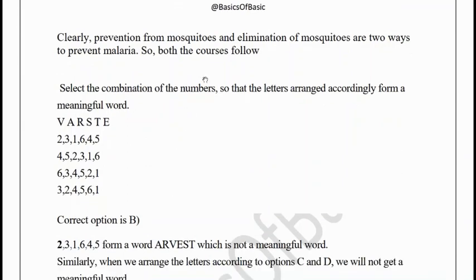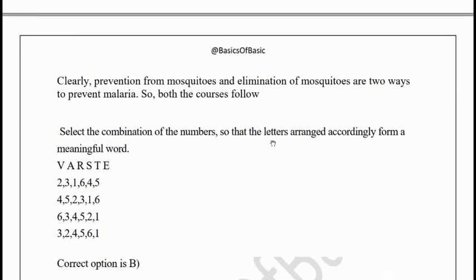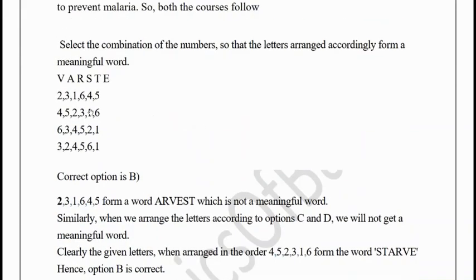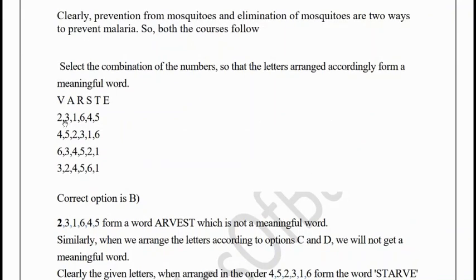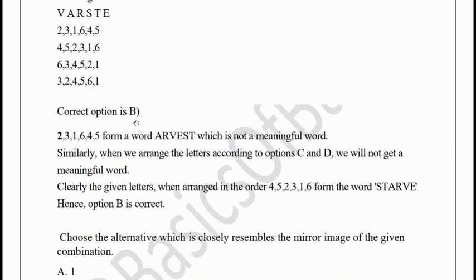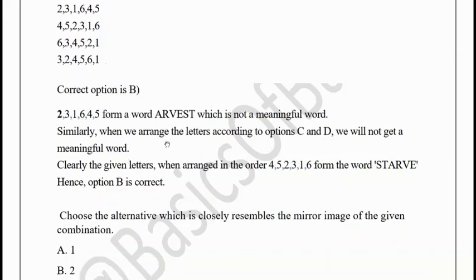Okay, next, select the combination of numbers so that the letters arranged accordingly form a meaningful word. So VARSTE. This is also simple. See, they have given it like this. We need to place the letters in such a way that we get a meaningful word. So the answer is option B, 4 5 2 3 1 6. If we place 4 first, that is S T A R V E, we will get star. Star is a meaningful word. But if you try with other options, you will not get a correct answer. So here the answer is B.